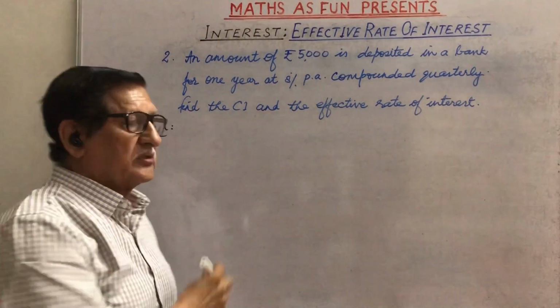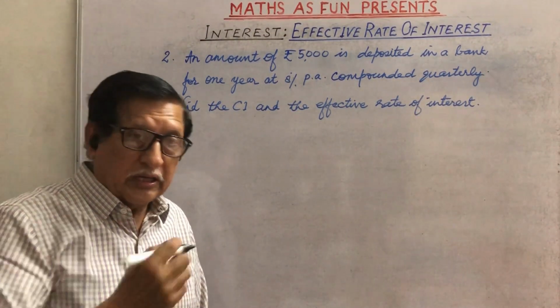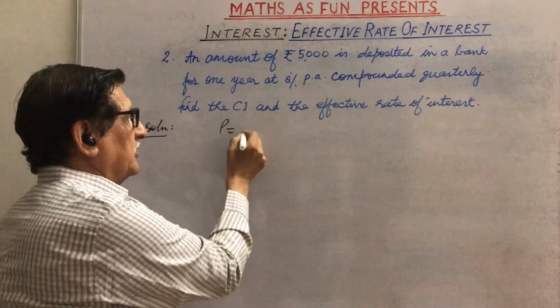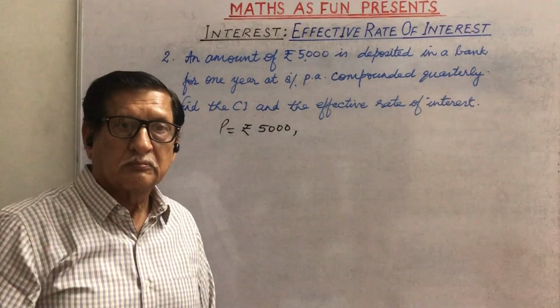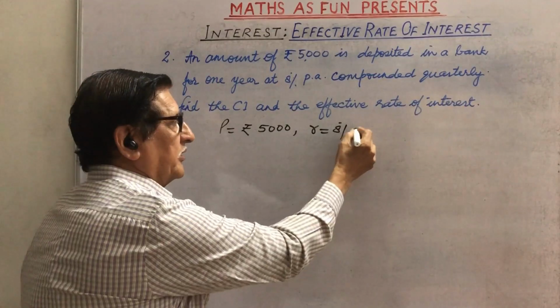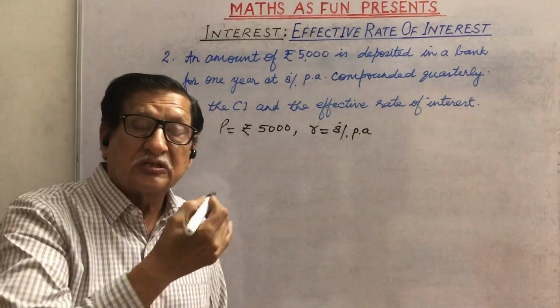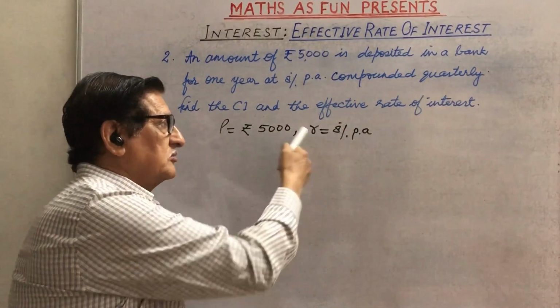Find the compound interest and the effective rate of interest. In this, it is given that the principal is rupees 5,000. The rate of interest has been given as 8% per annum. But since it is compounded quarterly, we have to convert this into quarters.